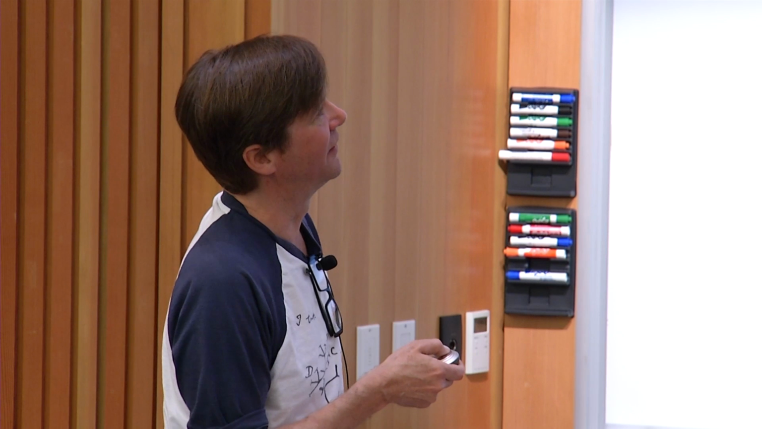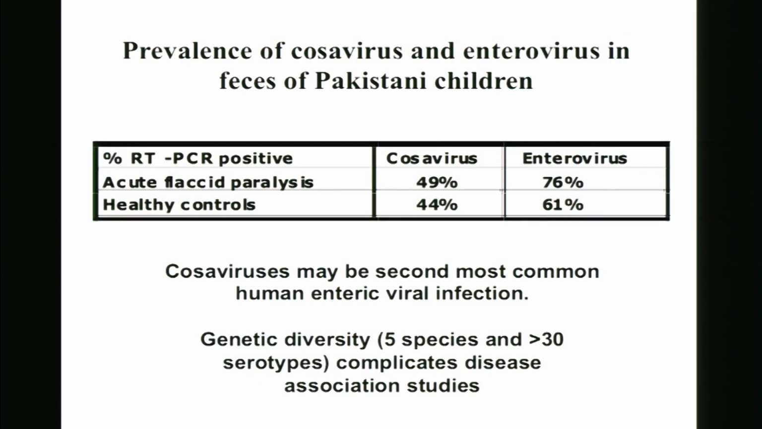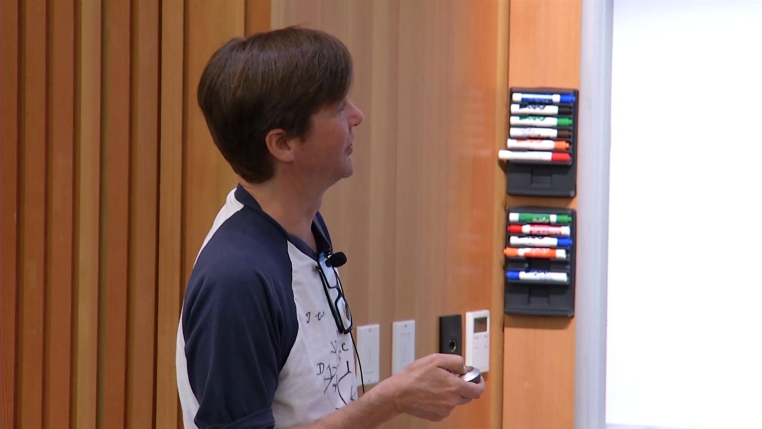Now we looked at the prevalence of nucleic acid in feces of these cosaviruses, and we compared it to the enteroviruses using fairly generic primers for this diverse group of viruses. We found these enteroviruses had an incredibly high fraction of feces from kids, both with flaccid paralysis and without. So it's just a common infection. And cosaviruses were found in nearly half of all the samples we looked at. So they're extremely common infections, and it's surprising to me that it took that long to actually find these viruses.